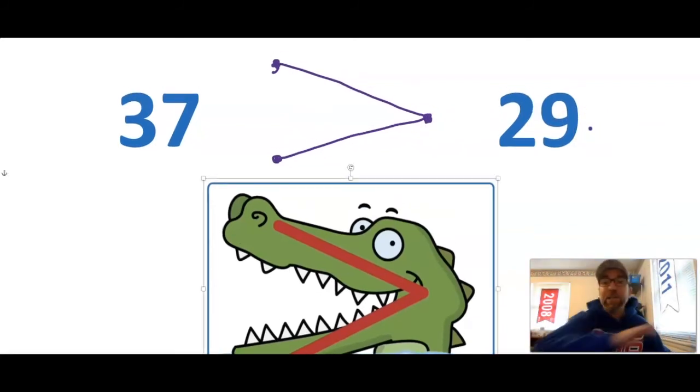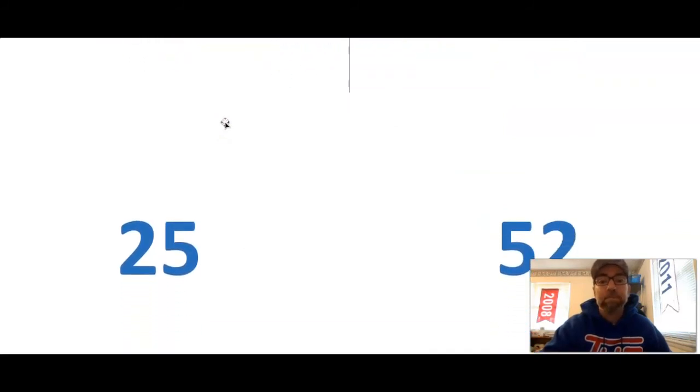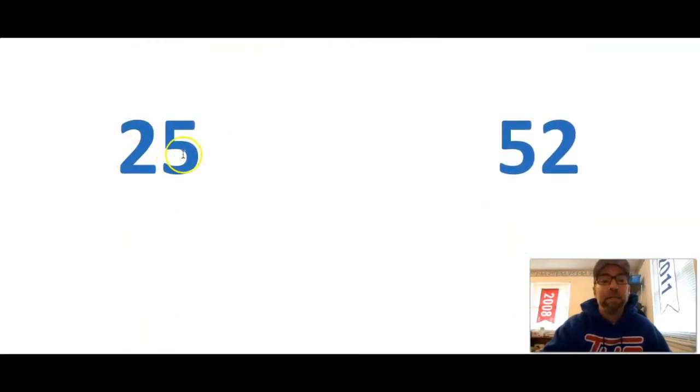Go ahead and erase your whiteboard. Let's try another. This time we have some new problems. We have the number 25 and the number 52. I want you to write those numbers on your whiteboard. Leave a space in the middle because we're going to have to put down a math symbol to make the number model true. Which number is the bigger number, is it 25 or is it 52?